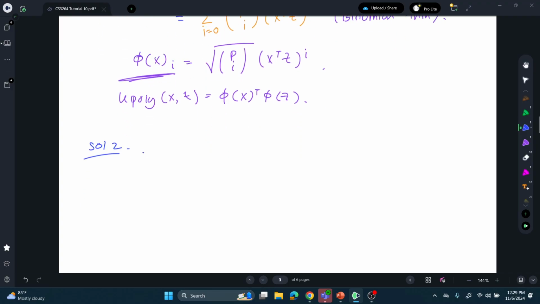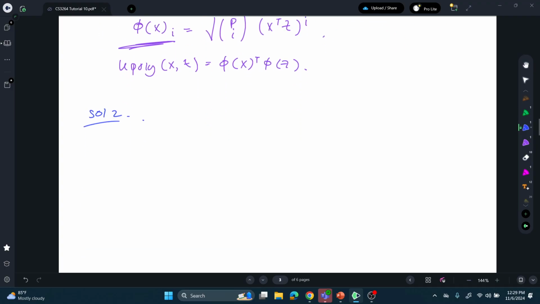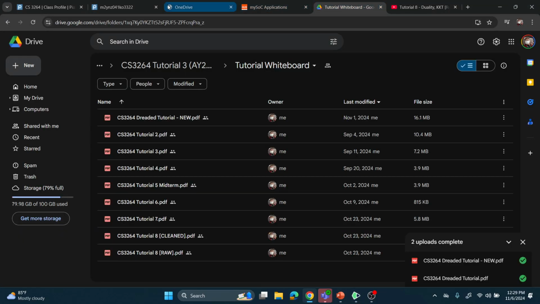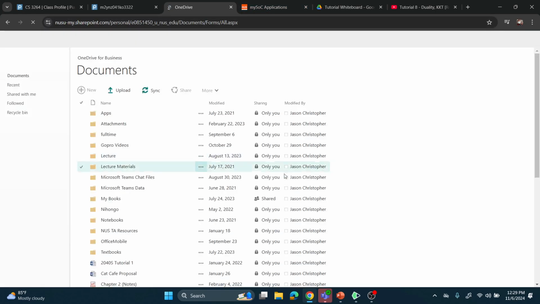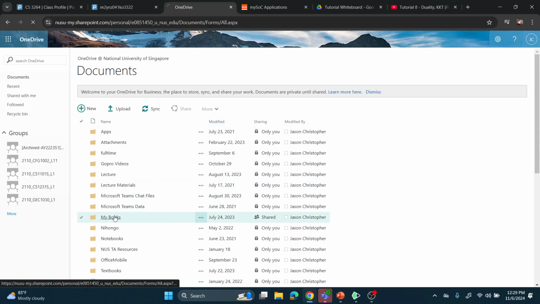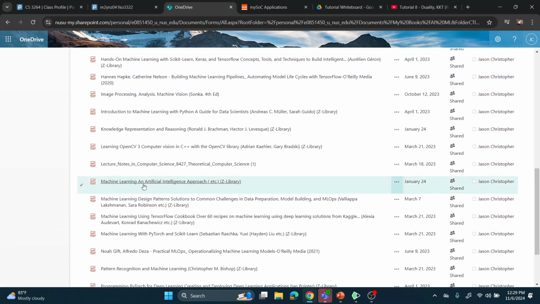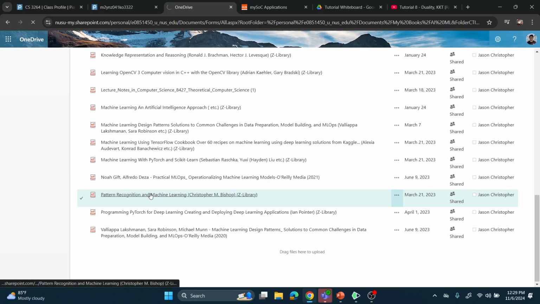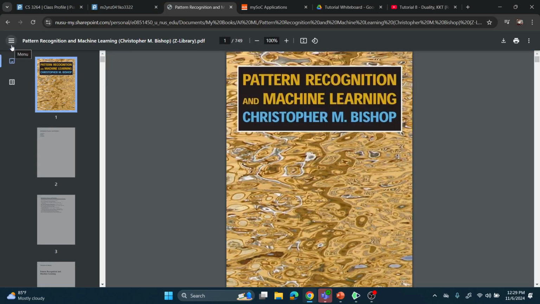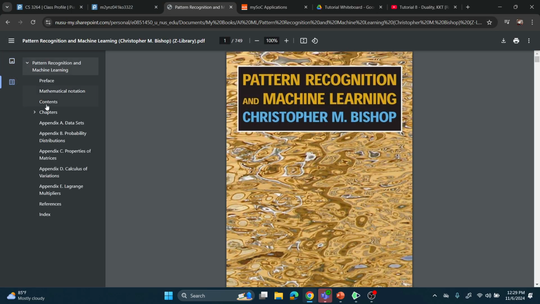So the second solution is you try to use the common theorems that are already provided to you. Anyways, you can always go to the book, section 6.15, which will show you the theorems for determining kernels. Then here you can just copy it directly.